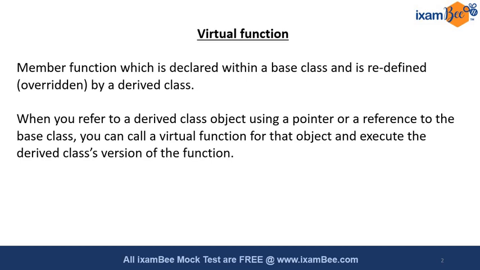Okay, now when you refer to a derived class object using a pointer or a reference to the base class, you can call a virtual function for that object and execute the derived version of that particular function. So when you are going to play around with the objects, you will create a base class object, you will create a derived class object. Once you are creating a derived class object using a base class pointer, you will have the privilege that you can call a virtual function, meaning the function which is there in the derived class with the same name that is there in the base class.